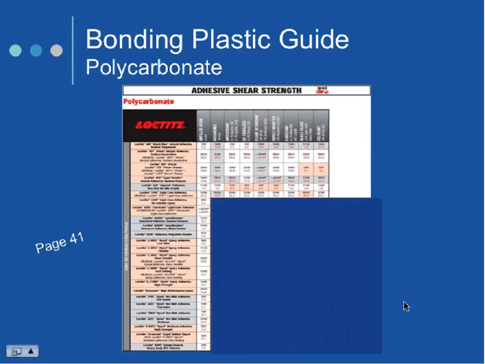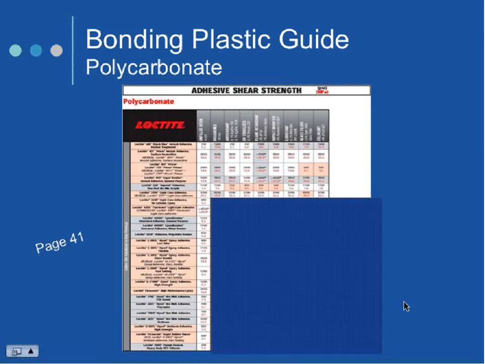Anybody? Oh, come on. Say again. What's the polycarbonate bonded to itself? 26.6. For the product 401, 4011, either one. It could be that second white box, right? 3850. Does everybody see that?